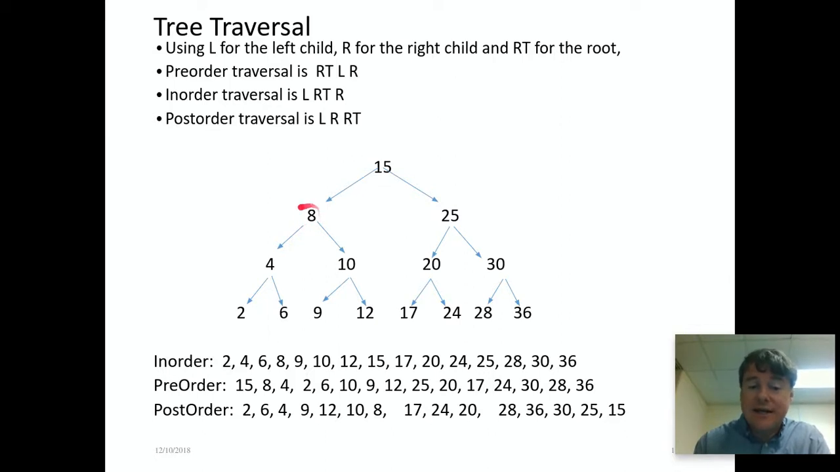All right, he had gone left. Now he needs to print, so he's going to print the 8, and then he needs to go right, so he goes right. He's going to try going left, can't. He's going to print, and he's going to try going right. So he printed the 9, and we're back up to here. He went left. He's going to print. So we get the 10, and now he's going to go right.